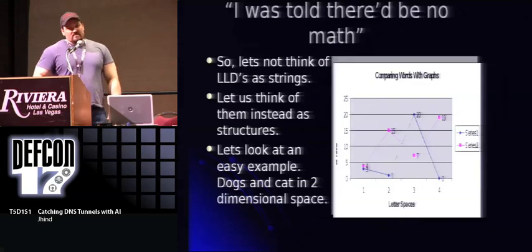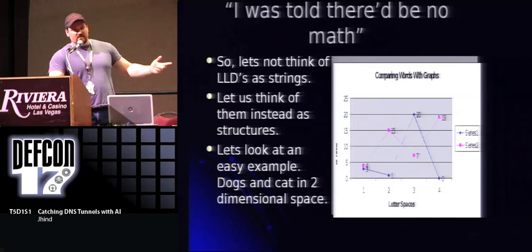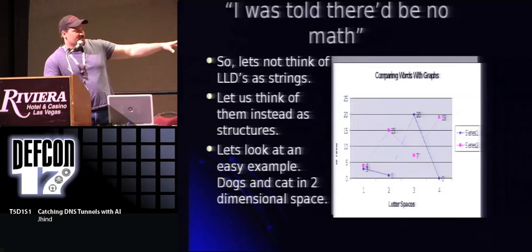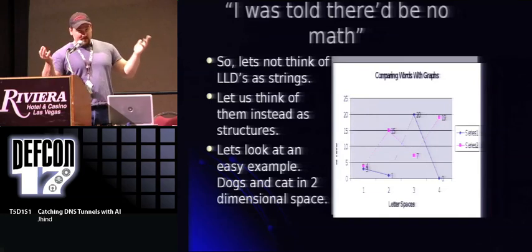So let's stop thinking of them as LLDs. Let's stop thinking of them as strings, and let's start thinking of them as geometric structures, okay? So here's a two-dimensional graph of dog and cat. You can see that they're different, and we can measure the difference between the two words, okay? Everybody with me now? We can measure how different they are.